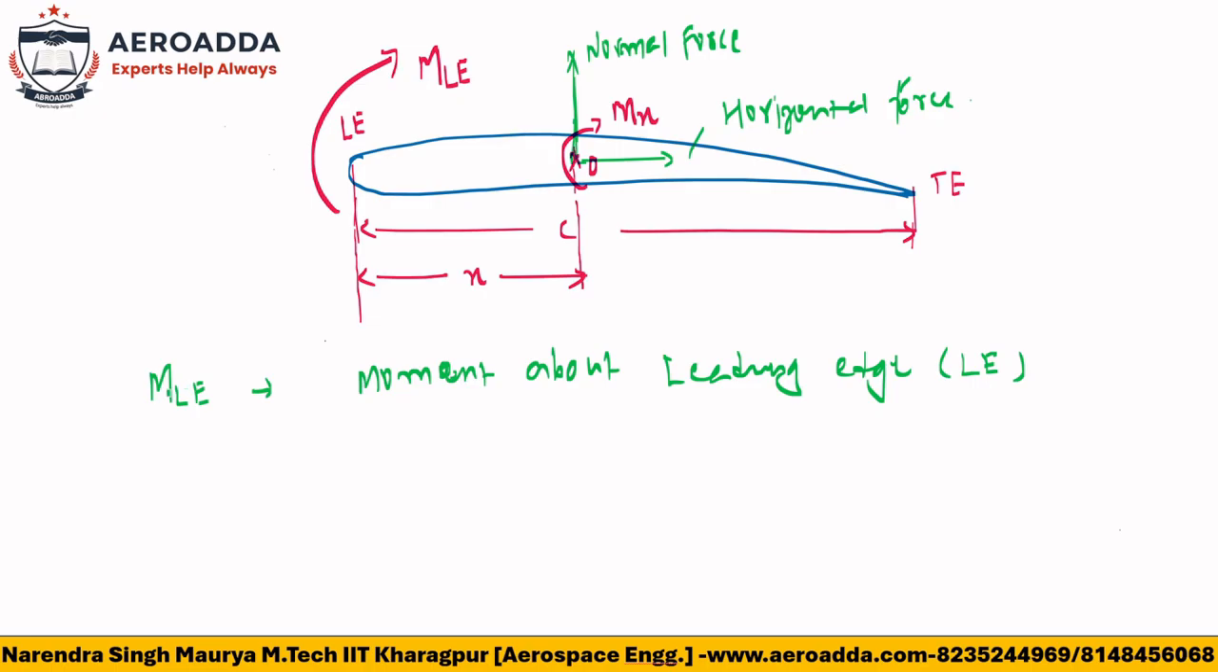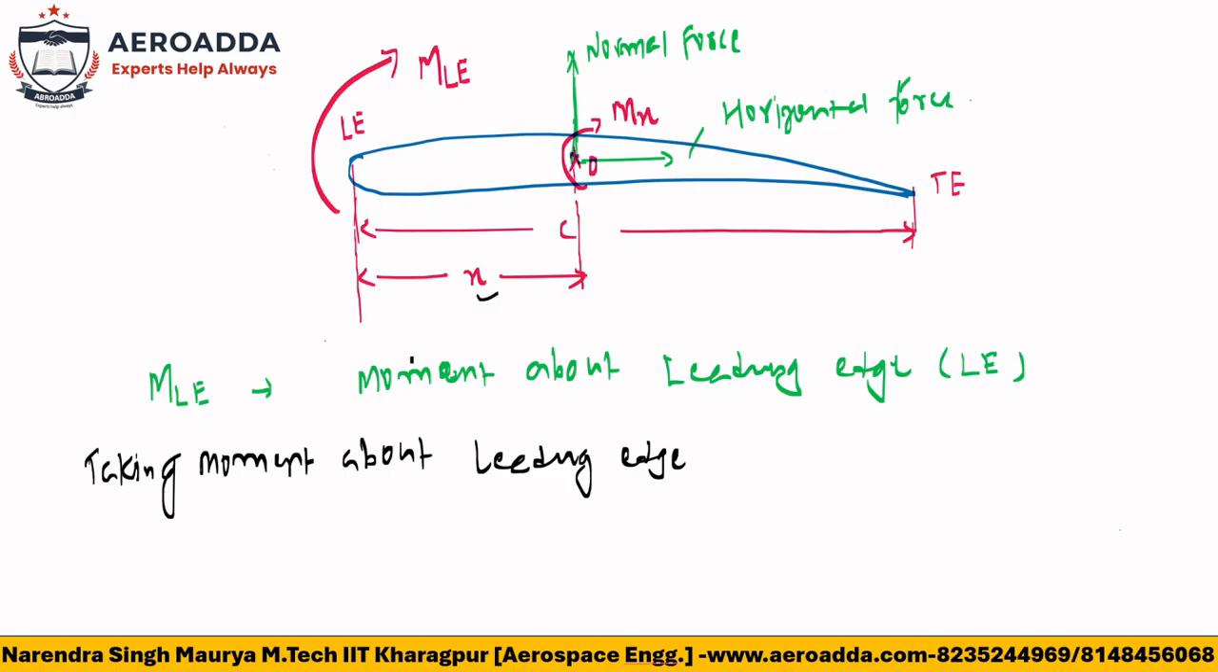Now, if you check the moment about leading edge, so I will write, taking moment about all the moment, I will write about leading edge. Okay. So obviously horizontal force will not give any moment about leading edge because the action line will be same. But normal force will give the moment about leading edge. And that distance, the normal force distance, is nothing but x.